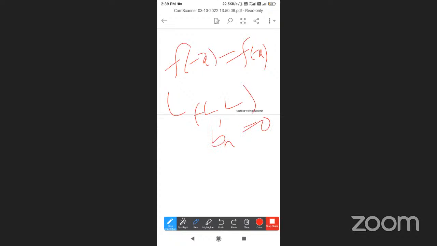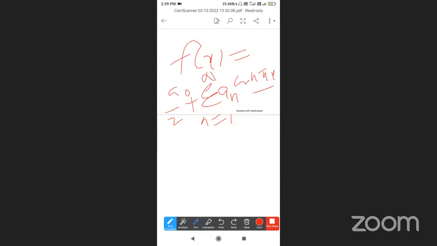Half range cosine series is where f(x) is a cosine series in 0 to L. Cosine functions are even functions, so f(x) is an even function. The even function is extended to minus L to L. It is compulsory that bn is equal to 0. So the expansion has only cosine terms from 0 to L.